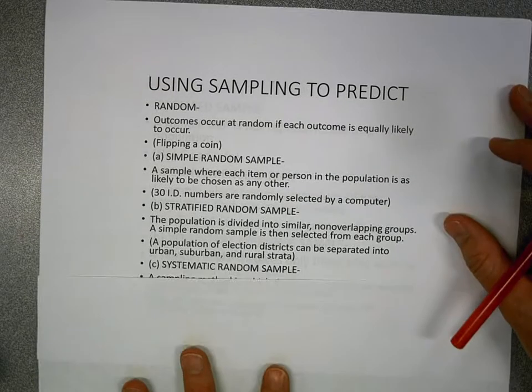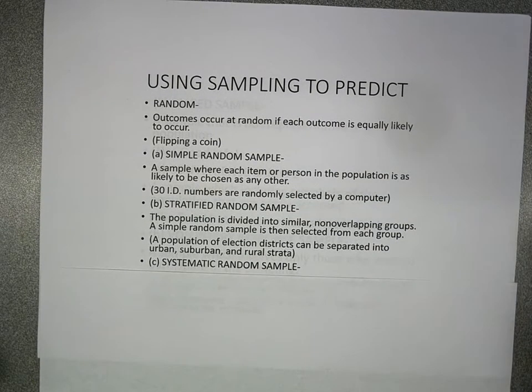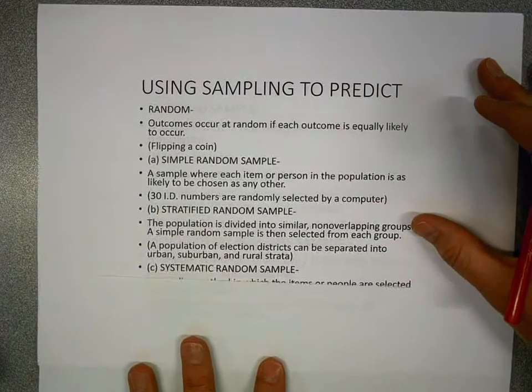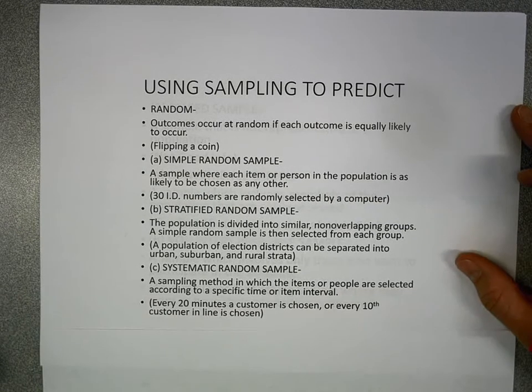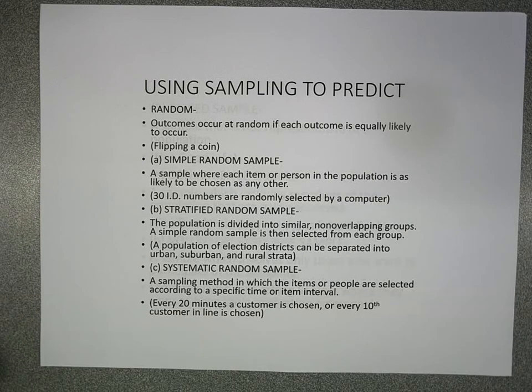Now comes a systematic random sample. Everyone? Systematic random sample. Your book says this is a sampling method in which the items or people are selected according to a specific time or time interval. So this is a pretty decent example: every 20 minutes, a customer is chosen, or every 10th customer in line is chosen. I'm kind of creating a fake story, right?